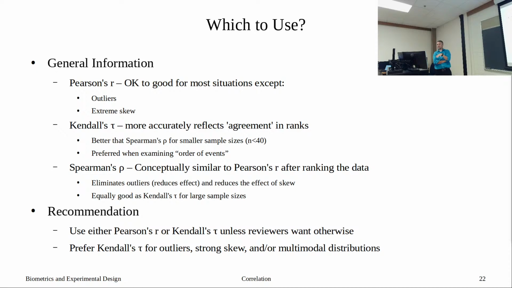So for that reason, if you have a smaller sample size, it's probably preferred to use Kendall's tau over Spearman's rho. Kendall's tau also significantly reduces the effect of outliers and skew. If you have order of events, without a doubt use Kendall's tau. If you have any non-normality, I would probably use Kendall's tau, unless somebody says otherwise, and then go ahead and use Spearman's rho. If you have large sample sizes, it doesn't necessarily matter which one you use.